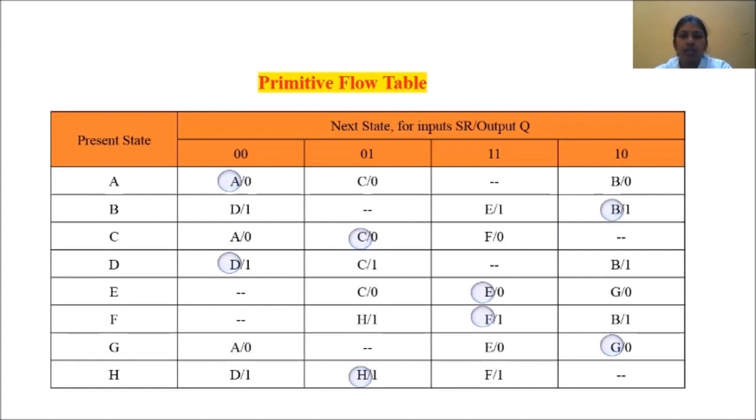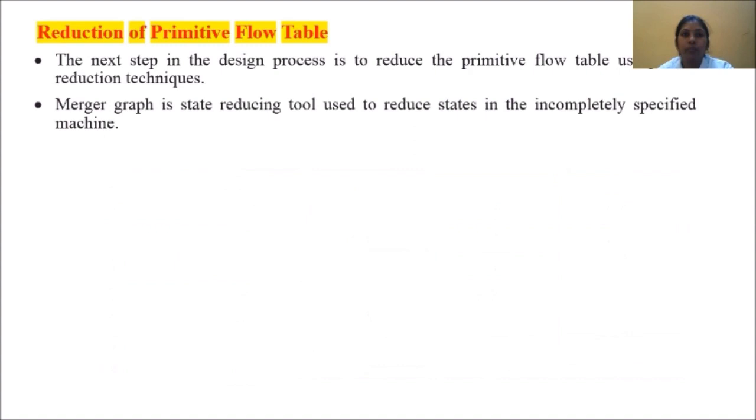So for each row there is one stable state. For the first row, the A row, there is one A state. For the B row there is one B state. For the C row there is one C state. Similarly, up to H there is only one stable state for each row. So this is called the primitive flow table.